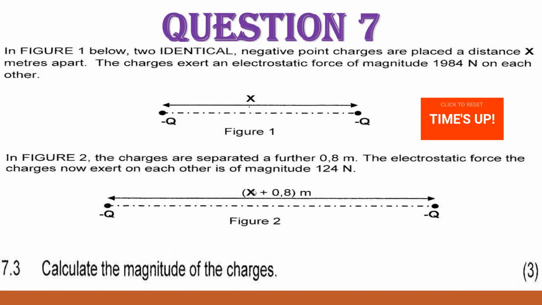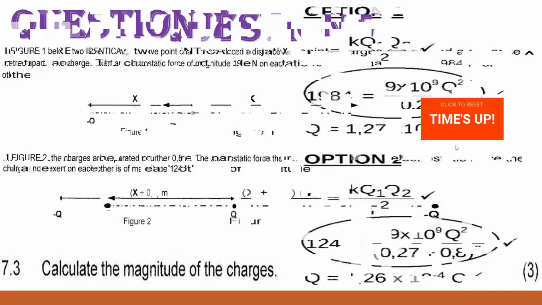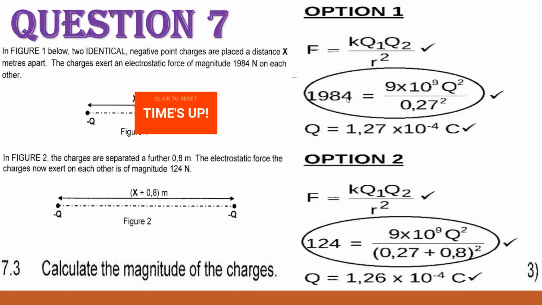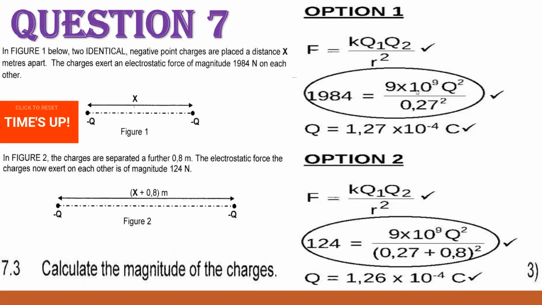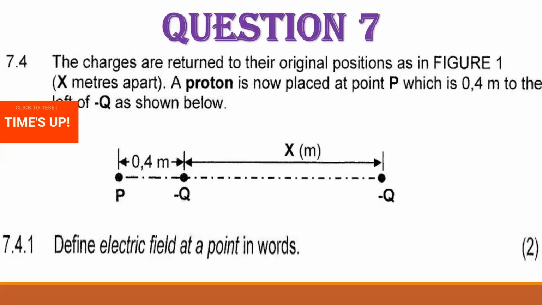Okay, time is over. So let's show our answer now. So using the same formula, now you already know the force and you know the distance, 0.27, using the first equation or the second one, and then you are getting the charge of the object. That's it. If you need extra time to check, you can check here. So this is our answer for 7.3.